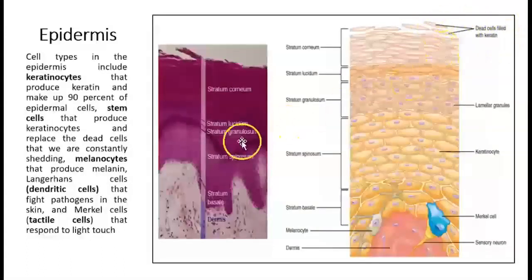In addition to that, our skin has color. And this color is going to be provided by the melanocytes. The melanocytes produce a substance called melanin. All humans have melanocytes, and we all produce melanin in more or less quantities, but we all do.